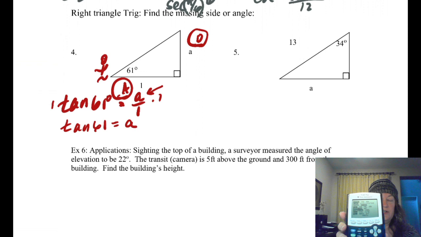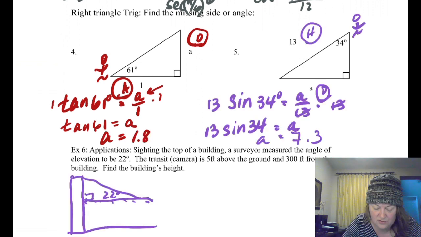Sighting the top of a building, a surveyor, that's just somebody who's looking through a scope on the ground, right? So they're looking at a building, okay? And they are looking at an angle of elevation of 22. However, they are saying that the camera is above the ground. So what I really have is 2 parallel lines that are parallel to the ground. So the angle of elevation is 22 degrees. That's where the camera is or where the person's eyes would be. And they said that's 5 feet off the ground. And they want to find the height of the building.